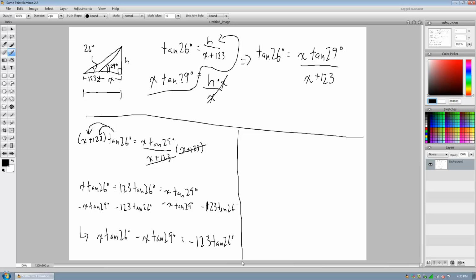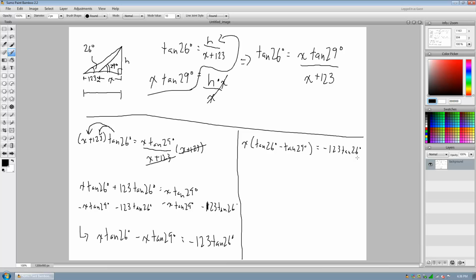So now all the terms on the left-hand side have a common factor of x. So I'm going to factor out an x. Okay, so I'm going to have x times the tangent of 26 degrees minus the tangent of 29 degrees, which is equal to negative 123 times the tangent of 26 degrees.